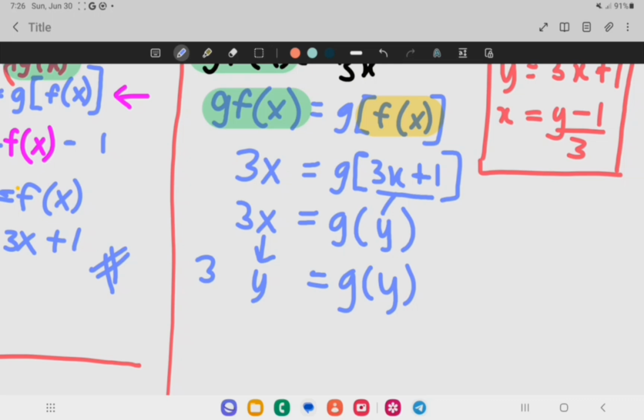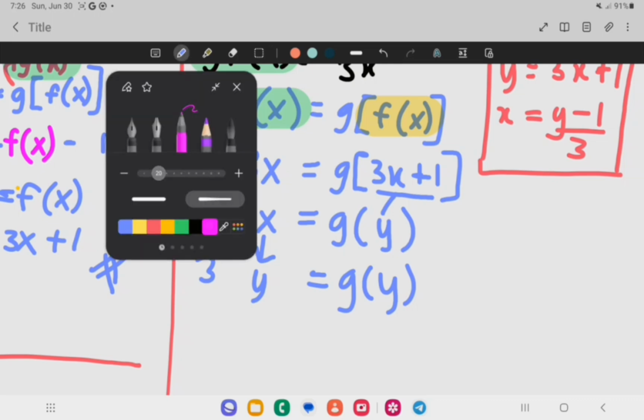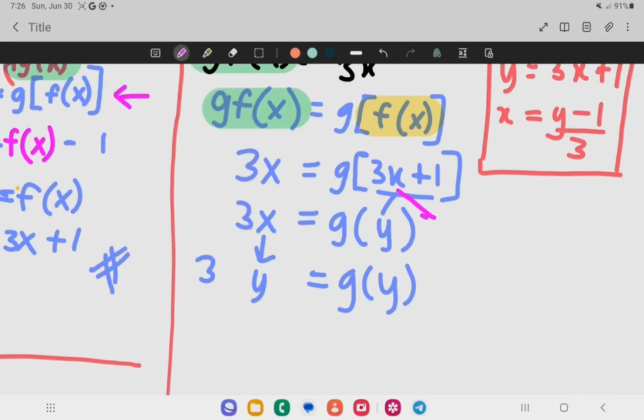Why? Because I'm not changing this x into y, meaning that I'm not changing it like this. I've changed the entire 3x plus 1 into y, right? So that's why you cannot straight away from x make it into y. No, you cannot do like that. You have to substitute the value of x.